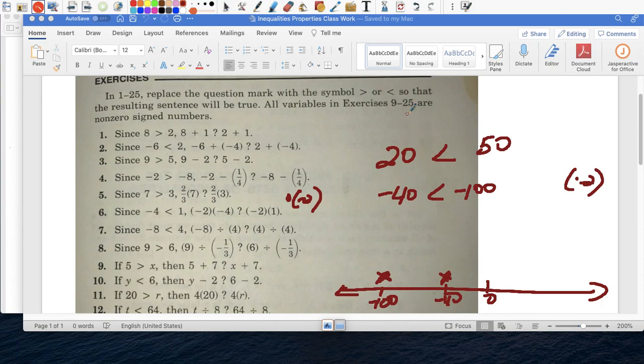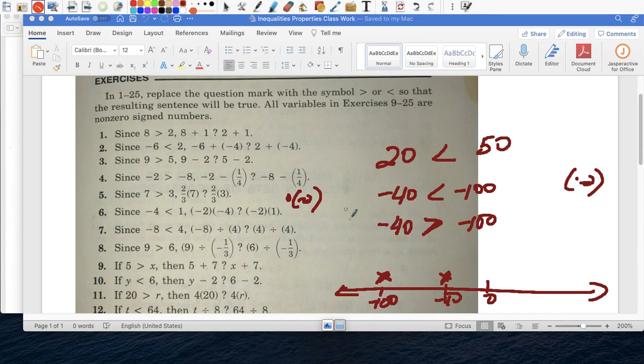So in order to keep this inequality true, because we multiplied by a negative number, the order of the inequality has to be reversed. We have to reverse the inequality sign to keep it a true statement. So that's what we talked about today.